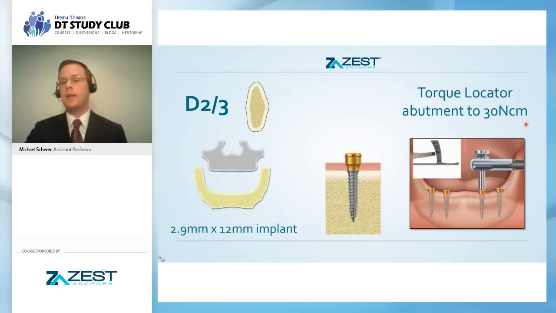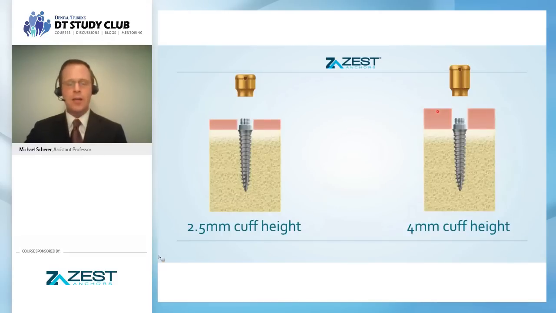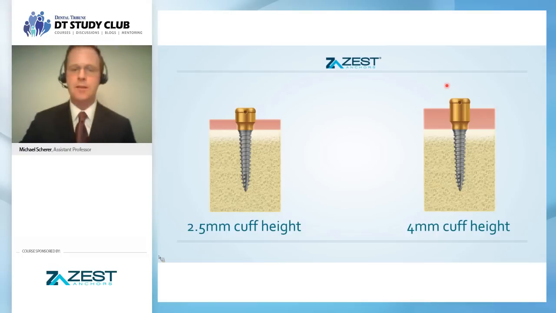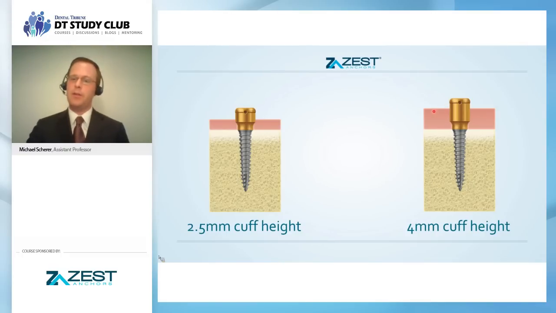I know some implant companies might say different things for their locator attachments, but universally across the board, this is a very safe number. As I mentioned before, two different prosthetic options. We can see here 2.5 and a 4mm cuff height. And this allows for a tremendous amount of prosthetic flexibility, especially in maxillary situations. Because I can tell you that this type of height of attachment we've used fairly extensively in maxillary clinical situations because the tissue tends to be a little bit thicker there. It also tends to be a little bit more dense and rigid.